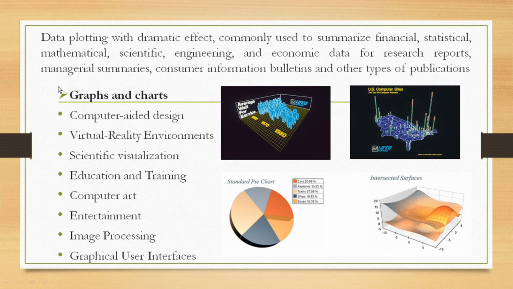Okay, what we have here is the first one, that is graphs and charts. Simple graphs we know: pie chart, bar chart, line chart. Those are known as two-dimensional images. Other images which we have, charts or something, are three-dimensional images. Here the first, the second and the fourth diagrams are all three-dimensional images.